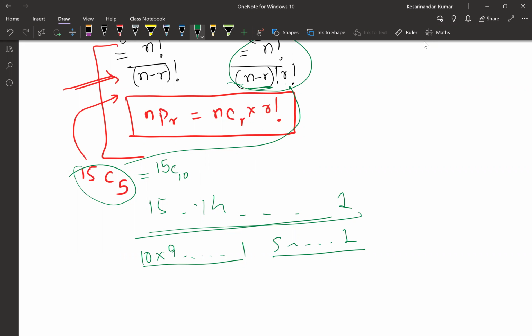We can directly write 15 till 11 and cut down the 10 factorials. And then again, we have to spread out 5 factorial down. Yes, Ashwik, I would say you are somewhat closer to a shortcut, but not quite there exactly.